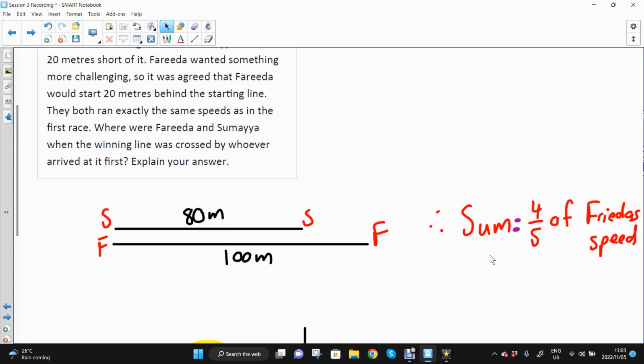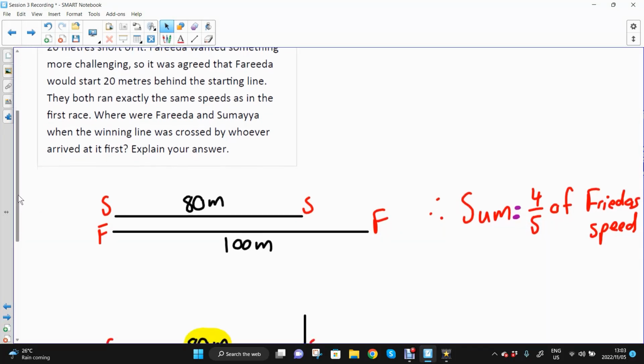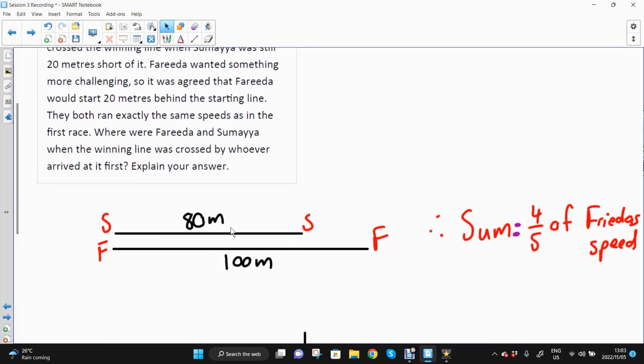So we again can get the fraction of the distance that Sumaya is running to that of what Farida is running. You can also maybe look at it as a speed, because the fraction of Farida's speed is going to be the same as the fraction of Farida's distance. So it doesn't really matter, but it's going to be the same as the previous question. So 80 divided by 100, you can see that that's 4/5. So Sumaya is going to run 4/5 of Farida's speed, and she's going to run 4/5 of Farida's distance.